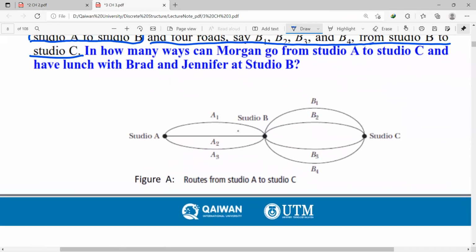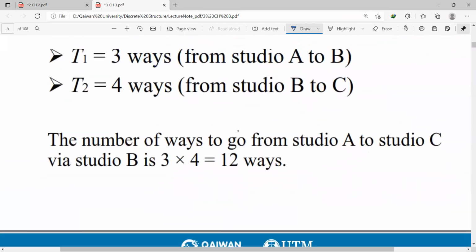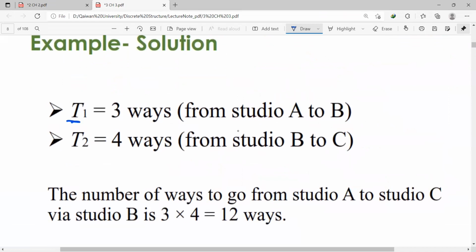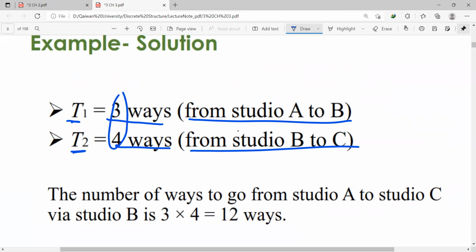This is the diagram here. It says task 1, 3 ways from Studio A to Studio B. Task 2, we have 4 ways from Studio B to C. So in how many ways can we go from A to C? We just multiply these two. It's 3 times 4, which is 12. We have 12 ways to go from A to C.